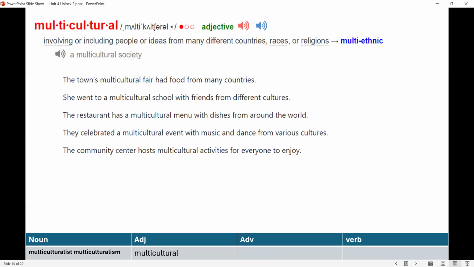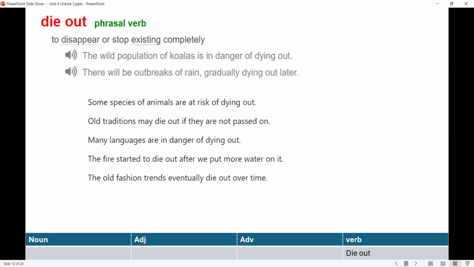Multicultural. Multicultural means involving or including people or ideas from many different countries, races, or religions. Multi means many. Cultural, so many cultures. Remember it this way. From different countries, from different cultures. The town's multicultural fair had food from many countries. She went to a multicultural school with friends from different cultures. You can read the rest by yourself.